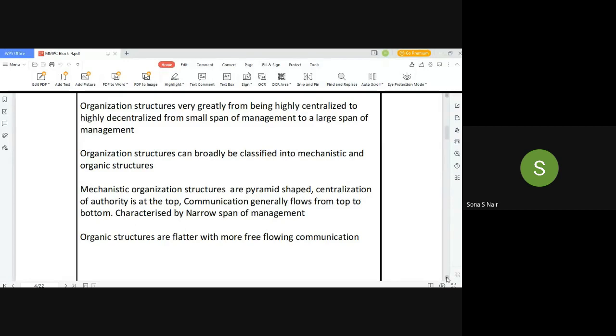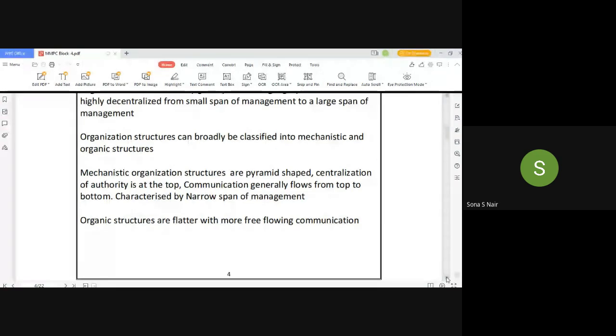What exists in the government sector in all the countries all over the world is a mechanistic organization, where there is rigidity and difficulty in actually maintaining flexibility in an organization. Okay.